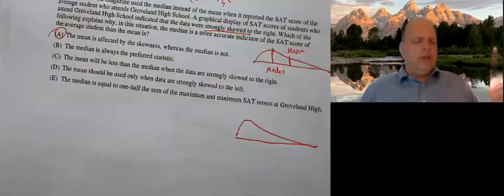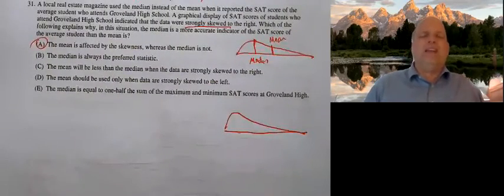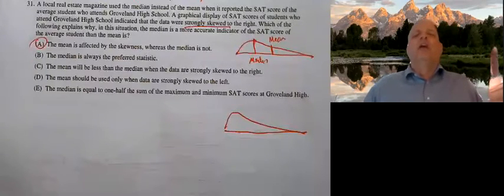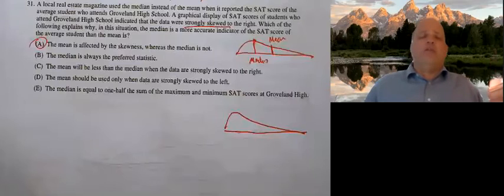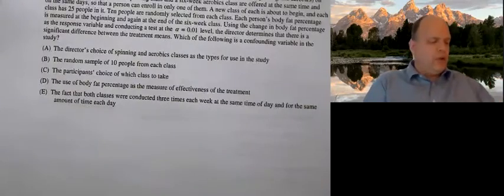And that's something you're going to need to memorize. The mean is affected by skewed data. The mean is affected by outliers. The median is not affected by skewed data. The median is not affected by outliers. Also, standard deviation is affected by skewness and outliers, whereas IQR generally is not. Okay. All right. Number 32.